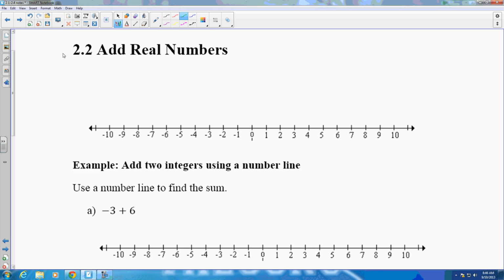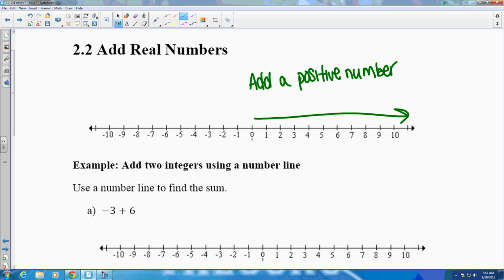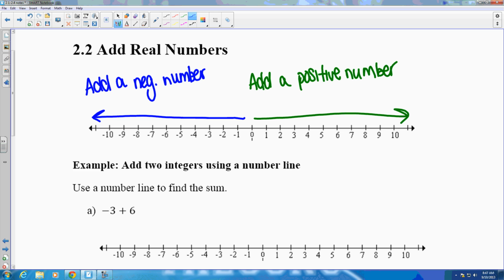And today we are doing section 2.2, which is adding real numbers. So to add a positive number, we move to the right on a number line. When you add a negative number, you move to the left on a number line. So you can certainly use a number line anytime you get stuck in adding.